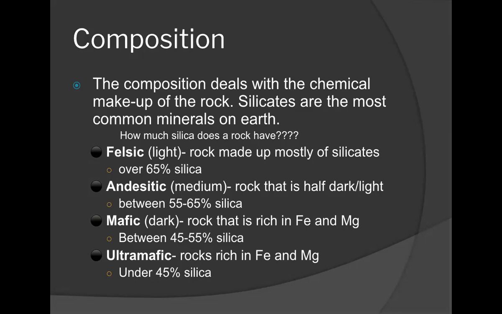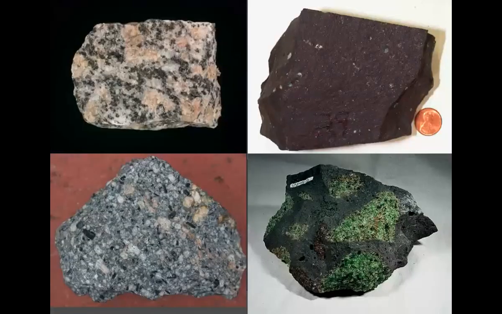Mafic is much more dark. So this rock is rich in iron and magnesium. So 45 to 55% silica. And last is ultramafic. And these rocks are also rich in iron and magnesium. These are under 45% silica. Okay, so note we go from light to dark. So if mafic is dark, and we talk about ultramafic, okay, those are also going to be dark. So here are some pictures.